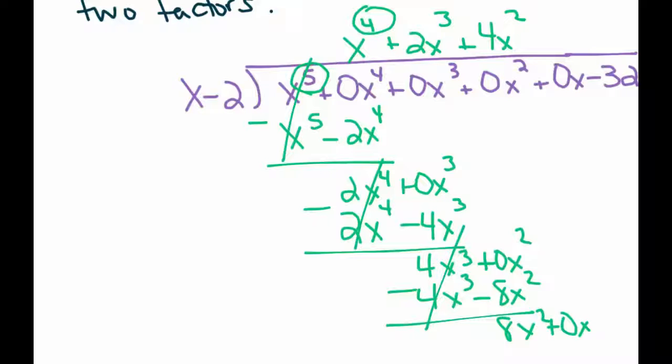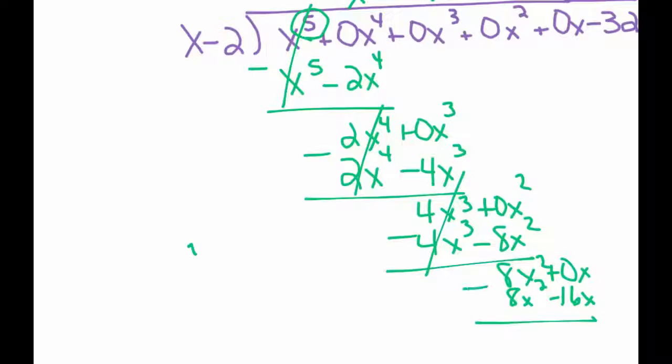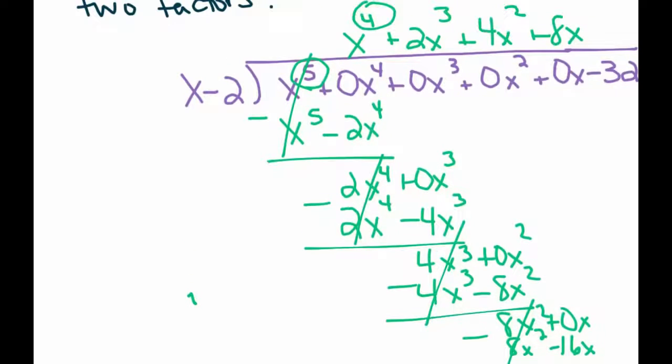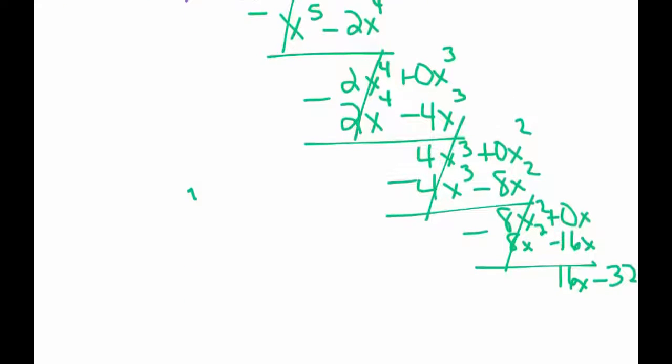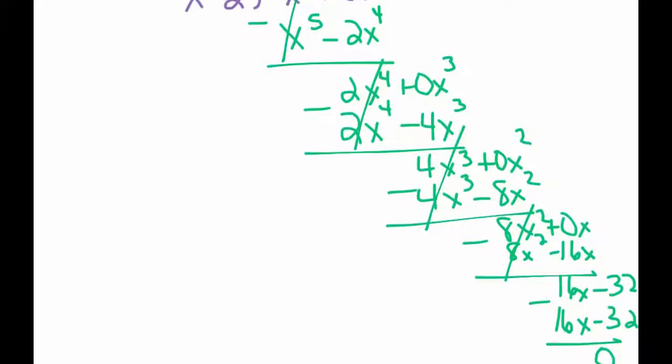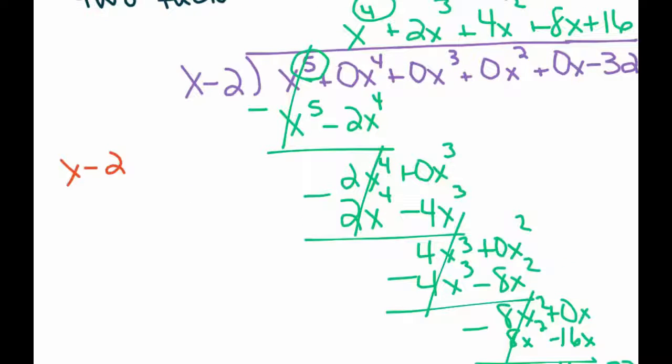To turn x into 8x squared, I need to multiply by positive 8x. So I get 8x squared minus 16x. When I subtract, these cancel. 0 minus negative 16 is 16x. Bring down the last term, which is negative 32. To turn x into 16x, I'm going to multiply by 16. I'm going to get 16x minus 32. Wait a second. When I subtract these, I end up with a remainder of 0. That means that x minus 2 is a factor.